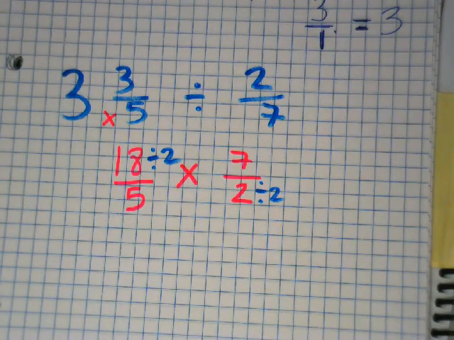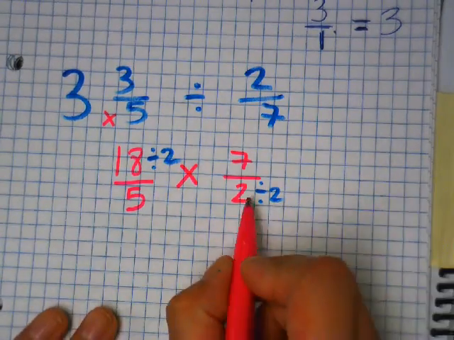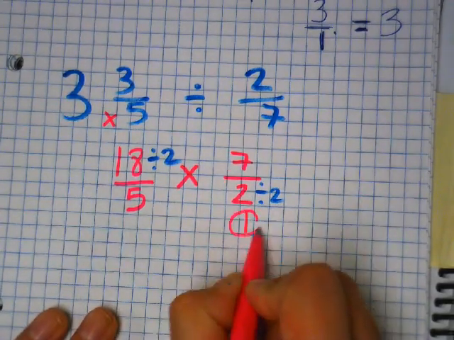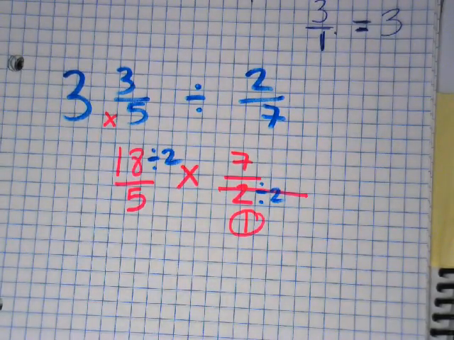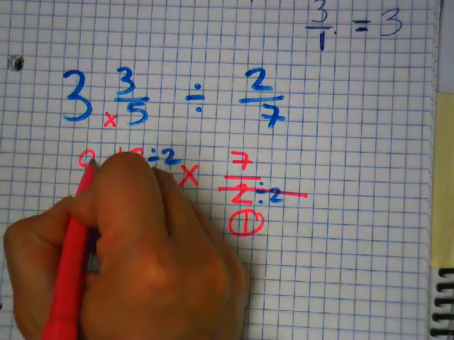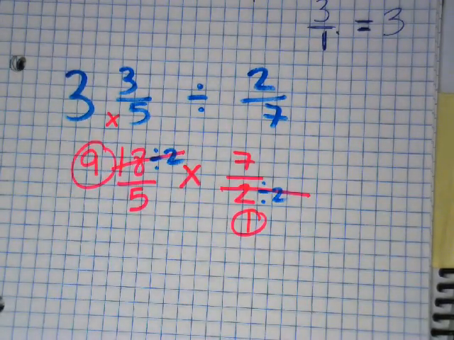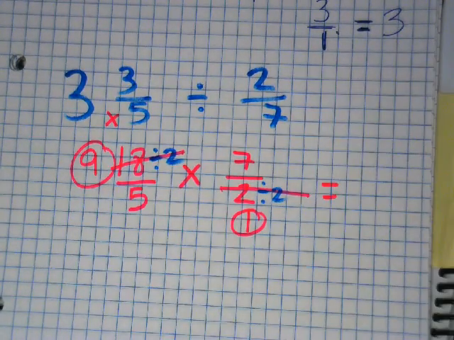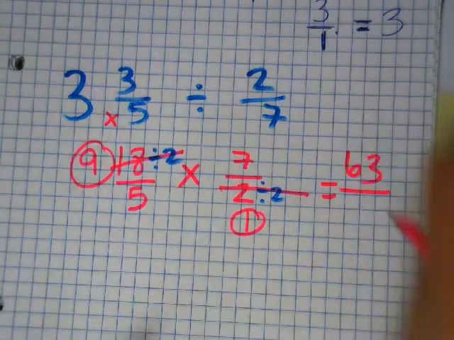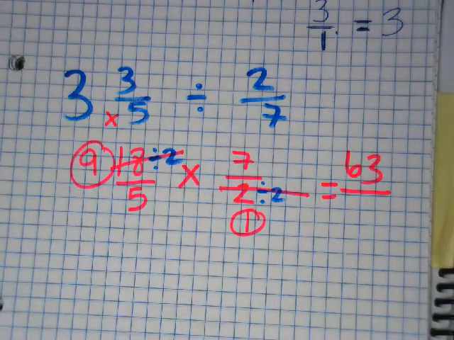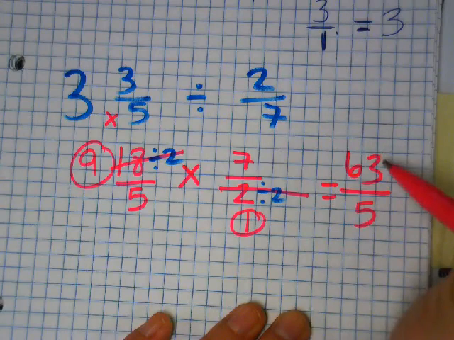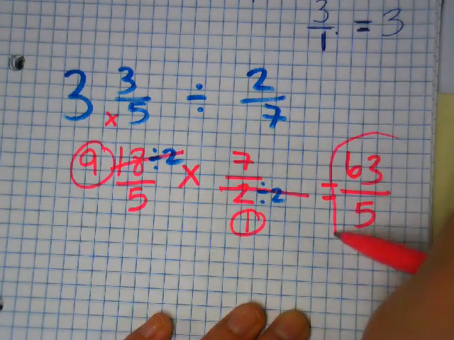2 divided by 2? 1. Cross that out. 18 divided by 2. 9. I can handle that. I'm okay with that. 5 and 7, you can't do anything. So, what's 9 times 7? 63. And what is 5 times 1? 5. And there's nothing I can divide this by, so we're done.